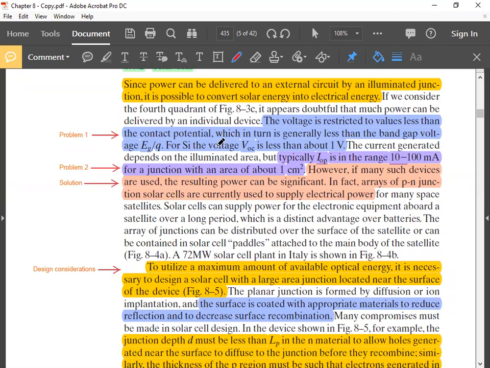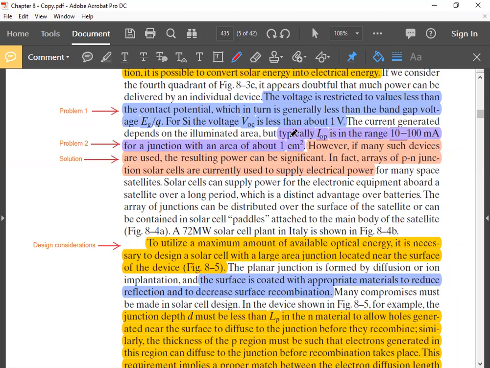The solution is you can use multiple solar cells, a combination or array of solar cells or photodiodes, so that the voltage and current can be increased. If many such devices are used, the resulting power can be significant. In fact, arrays of PN junction solar cells are currently used to supply electrical power. So by series parallel combination of multiple solar cells, you can increase both the voltage and the current.